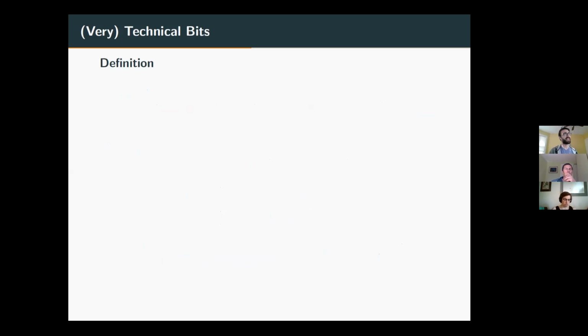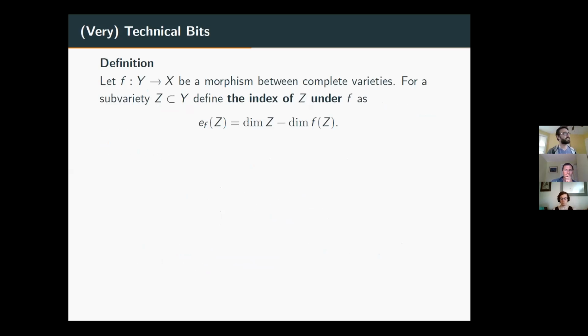This is the big idea that makes a lot of it work, but it's a little bit of a pain. So bear with me. I have a picture coming that's going to make it all much better. So first, a definition. If we have a morphism between varieties, f from y to x, and a subvariety z in y, then we can define the index of the subvariety under the morphism as basically the dimension drop. So the index should tell you how much the dimension fell by applying the morphism to the subvariety.